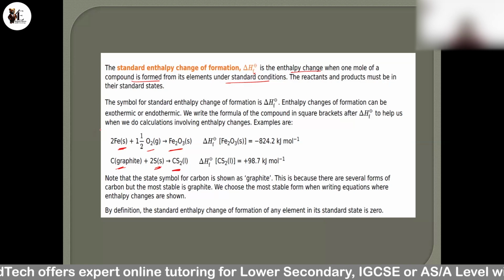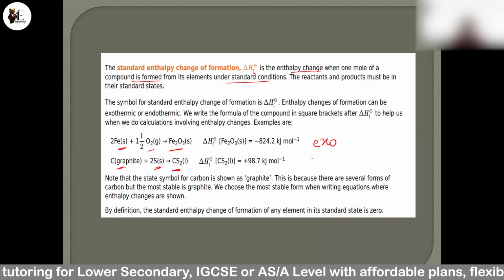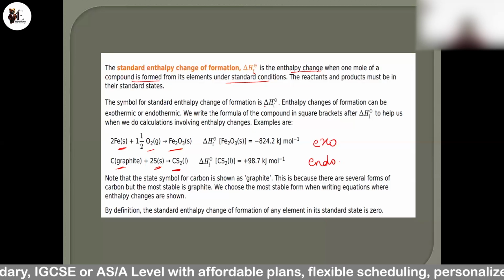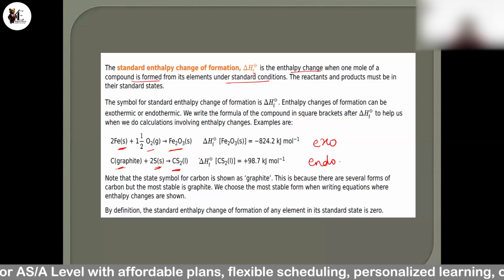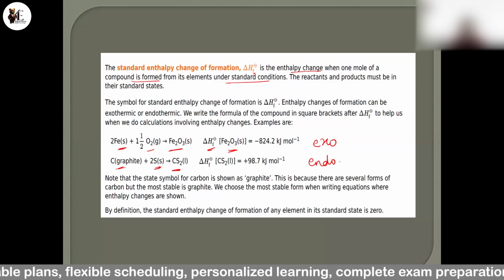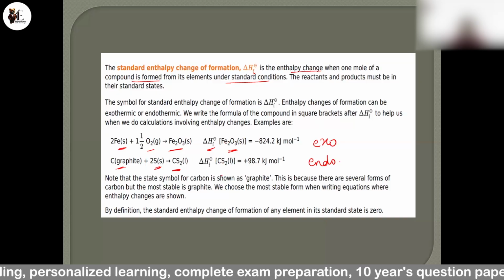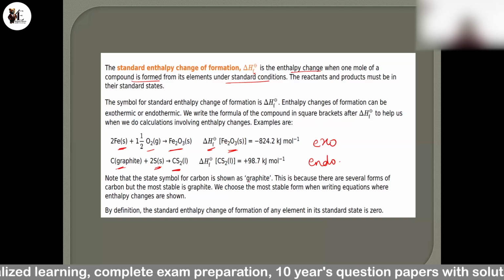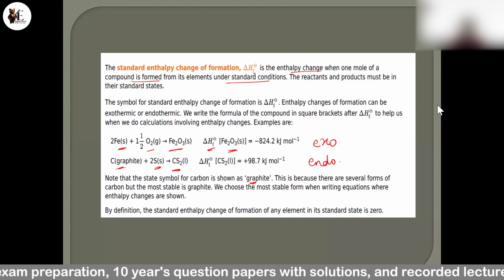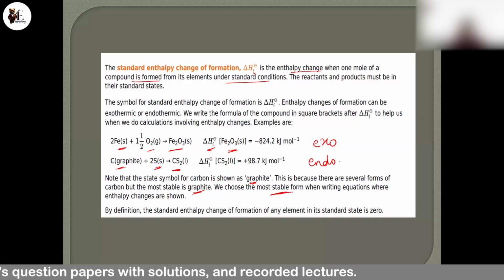Enthalpy change of formation can be exothermic or endothermic. For example, this is your exothermic and this is your endothermic. We write the formula of the compound in square brackets. For example, enthalpy change of formation, and this is the product. This helps us to do calculations when we are showing the enthalpy change. The state symbol for carbon is shown as graphite because there are several forms of carbon: diamond, fullerene, but the most stable form is graphite. So we write the most stable form there.